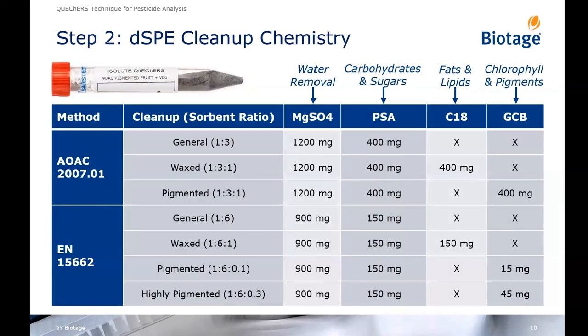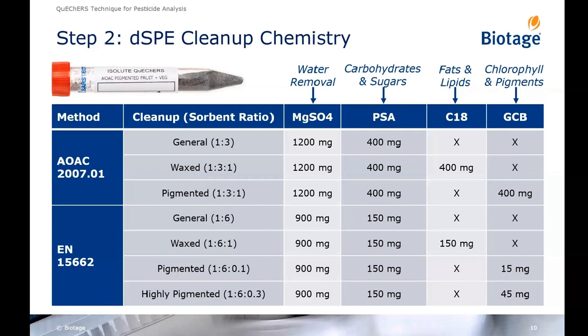So now that we know what the format is and what the overall parameters are for performing this procedure, let's talk about the cleanup chemistry. Now, this is different from the extraction chemistry in step one. Step two is cleaning up, so removing any additional water that may have made it through the initial step one extraction. There will be magnesium sulfate that's in the tube that does remove that water.